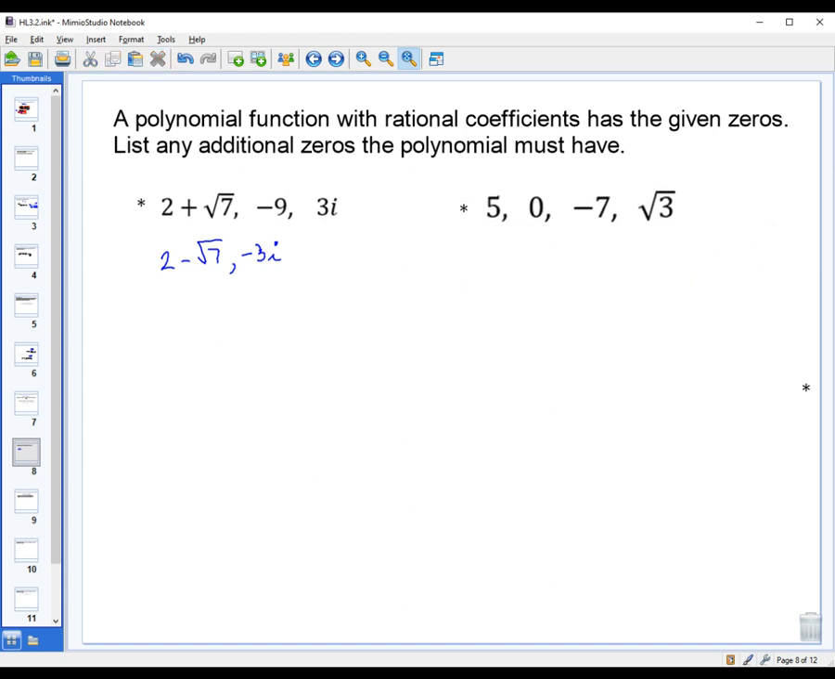So if the roots or zeros are 5, 0, -7, and the square root of 3, then the only other one that must be there is the negative square root of 3. And here's your last example for this. If you have 7 minus i, 5 plus 3 root 2, and -11, there are two other roots that must be there. 7 plus i, and 5 minus 3 root 2. These are the other roots that must be there.